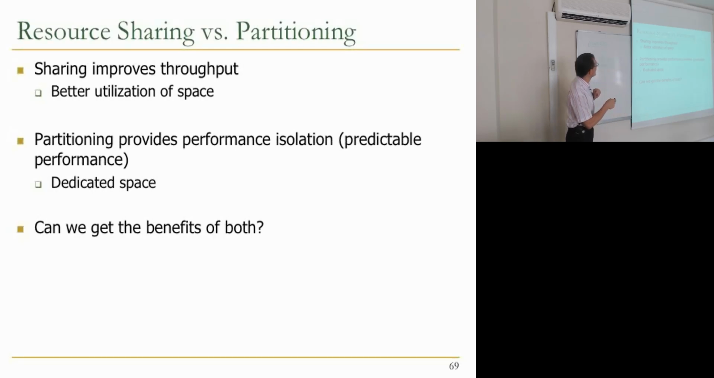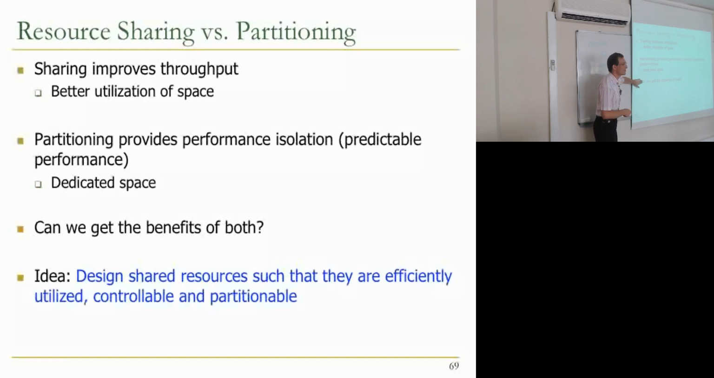So there are two things, resource sharing versus partitioning. Partitioning is the other end of the spectrum. All of the resources are partitioned. Sharing improves throughput. It gives you better utilization of space. On the other hand, partitioning provides performance isolation, right? You know what performance you're getting if you partition the resources. You may not be getting the highest performance because you don't have all the resources available to you, but you know what performance you're getting exactly because you get predictable performance. You get dedicated space. The key question is actually, can we get the benefits of both?